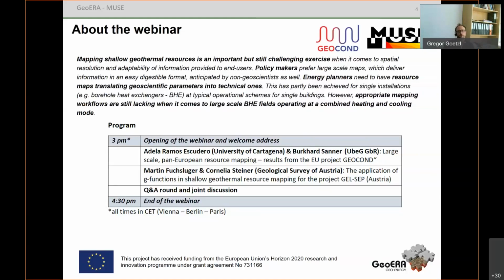So this is a specific problem because most mapping approaches used in the past were looking at single building use, up to 3 or 4 borehole heat exchangers, but more or less acting as a small BHE field or as a single use. And we would like to look at a more integrative point of view.